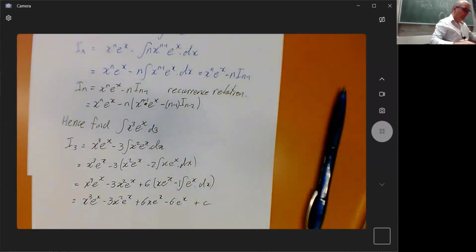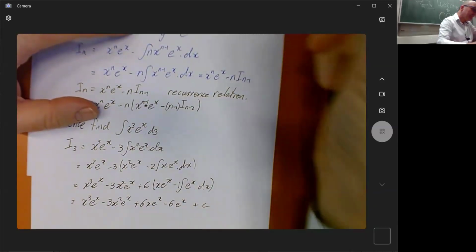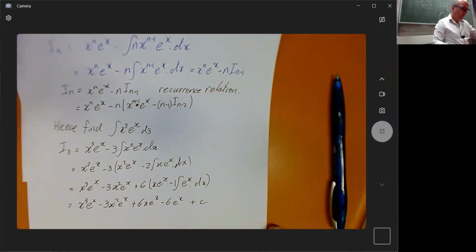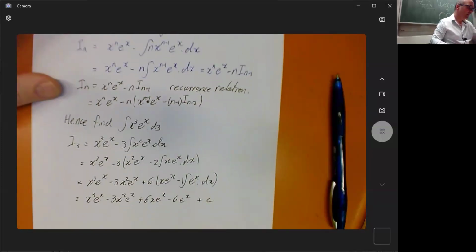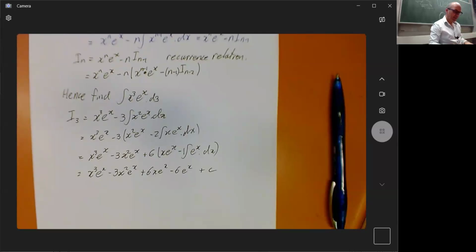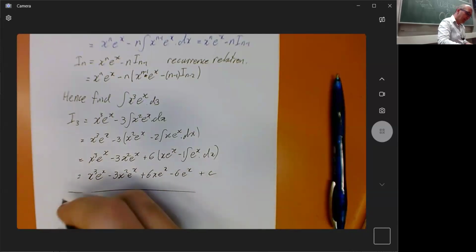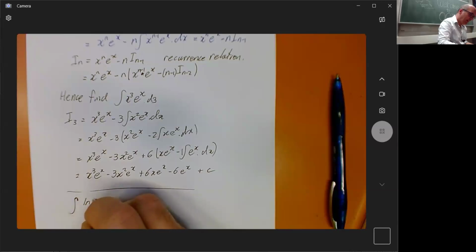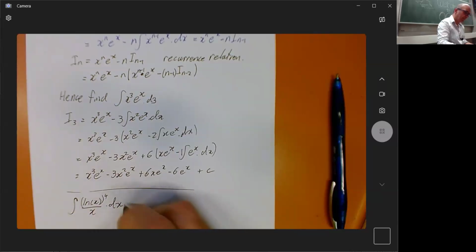What's another fun one? Okay, what else could I do that would be fun? I did that, and I did that. The other one I've seen recently, but that's a bit of fun. Integral of ln of x to the power 4 on x dx.